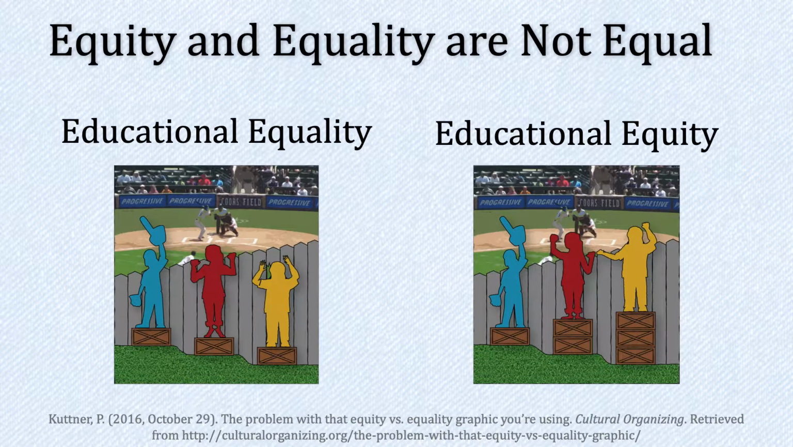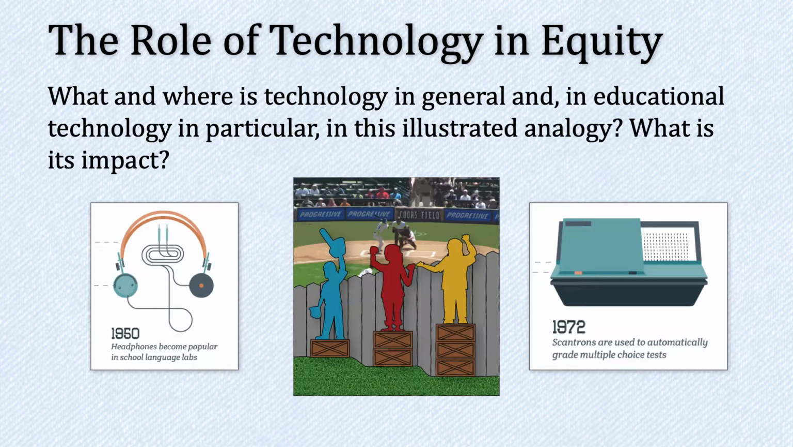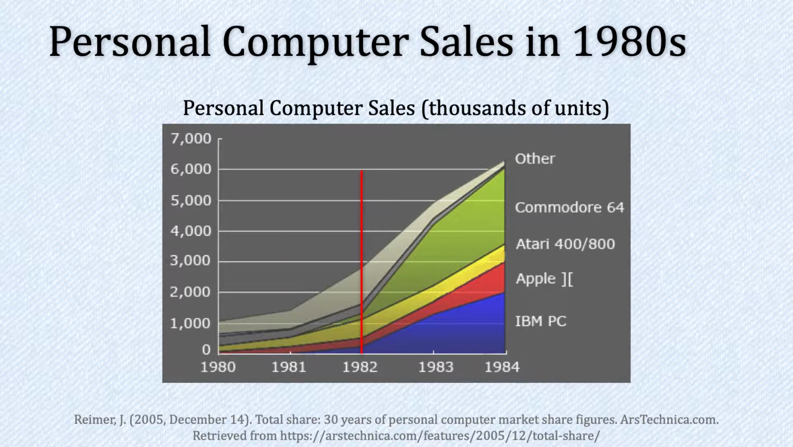At that point, we started focusing on equity, distinguishing between equity and equality. Importantly, we learned that there are two dimensions to equity: fairness and inclusion. We then proceeded to think about the role of technology in addressing social problems and various documented inequities. To do this, we went back to the 1980s and the advent of the personal computer.